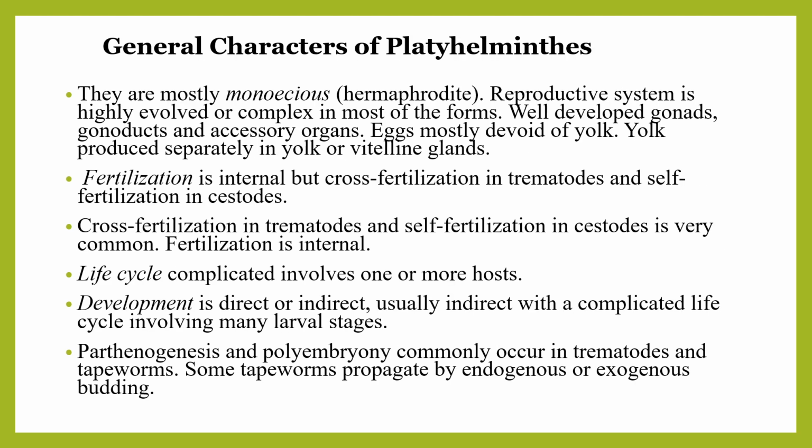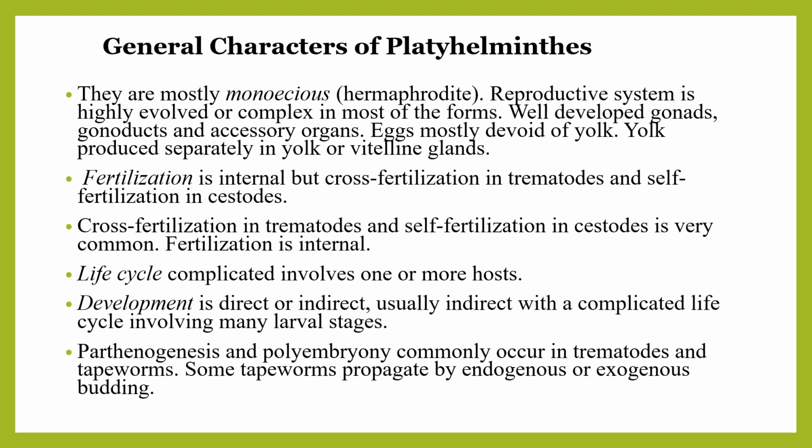They are mostly hermaphroditic, which means each individual possesses both male and female reproductive organs. Reproductive system is highly developed and complex in most of the forms. It's well developed with gonads, gonoducts and accessory organs, and the eggs are mostly devoid of yolk. Yolk is produced separately in yolk or vitelline glands. The fertilization is internal, but cross-fertilization in trematodes and self-fertilization in cestodes is common.